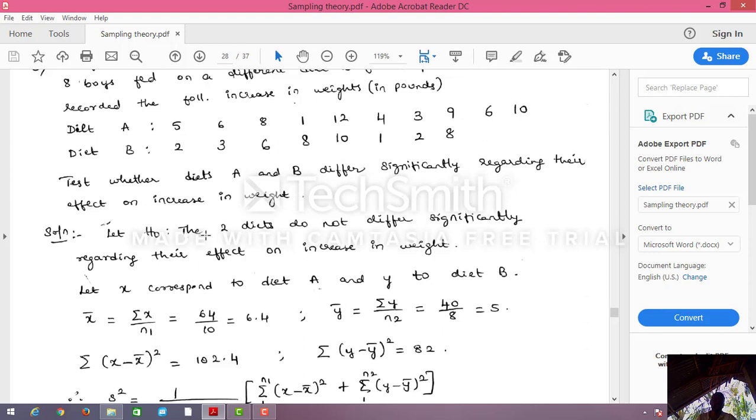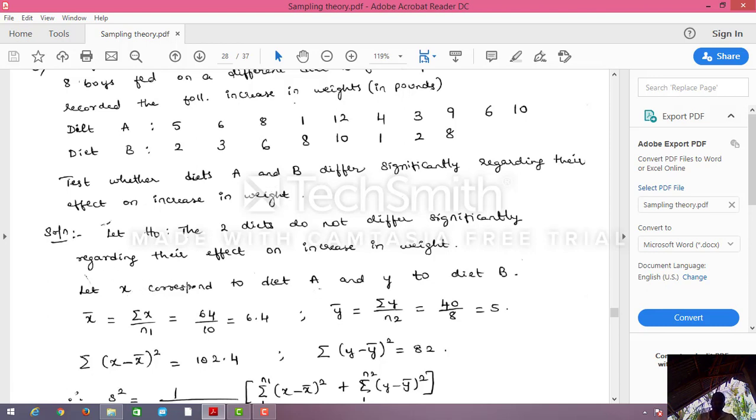Now, here I am taking that the two diets do not differ significantly in their effect on increase in weight. I will take that as the null hypothesis. Now, here they have not given the standard deviation and mean. We have to find them out. So how do you find them?